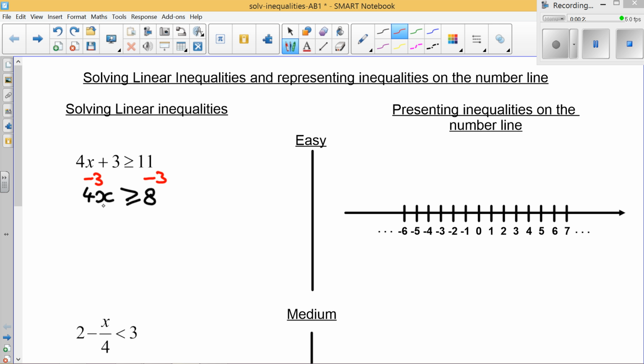Next I need to get rid of the 4, so I divide both sides by 4. And that leaves me with the solution that says x on the left hand side is greater than or equal to 8 divided by 4 is 2.